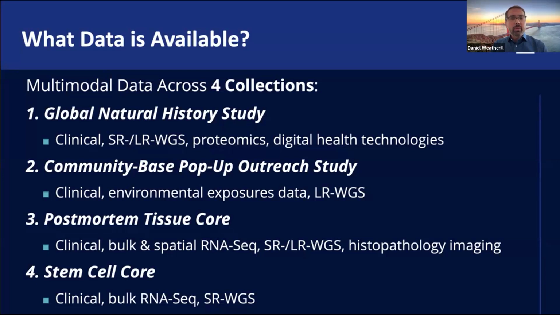Our postmortem tissue core includes bulk and spatial RNA-seq, short and long-read whole genome sequencing, as well as histopathology imaging data tied to tissue samples that are accessible through our postmortem tissue core. And the stem cell core includes clinical data along with bulk RNA-seq and short-read whole genome sequencing data, again tied to a small but growing set of stem cell lines that are accessible through the stem cell core. So across these collections, you have access to deep multimodal data sets that can be analyzed both within and hopefully sometime in the future across studies as well.